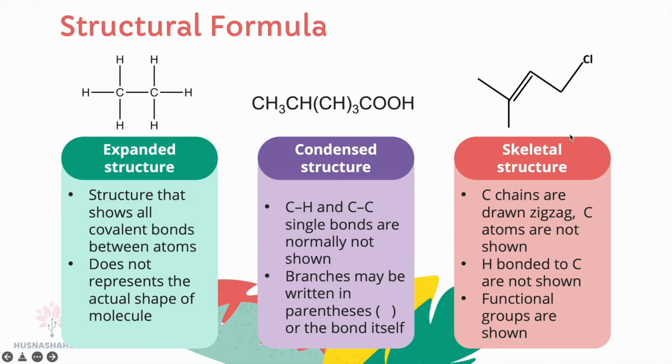Next, in skeletal structure, only the C single bond C is shown. So C chains are drawn zigzag. So this is the zigzag form of drawing. C atoms are not shown. Only the bond is shown, but not the carbon atom. And then hydrogens bonded to carbon are not shown.